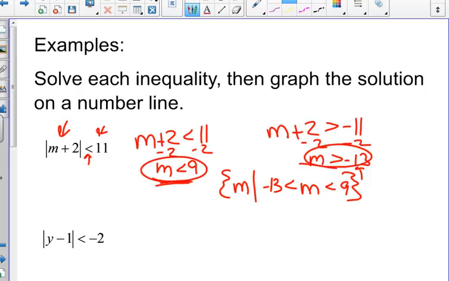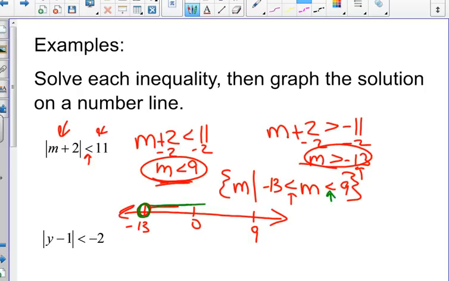But then it says to also graph the solution. So we have a number line. We need our negative 13, and our 0, and our 9, okay? Now in this case, it's going to be an open circle. So it says that m is greater than negative 13, so it's an open circle at negative 13. It's going this way. And then this one is an open circle as well. So we're going to put an open circle here, and it's m is less than 9, so it's all these numbers in between negative 13 and 9. That's how you would graph it.